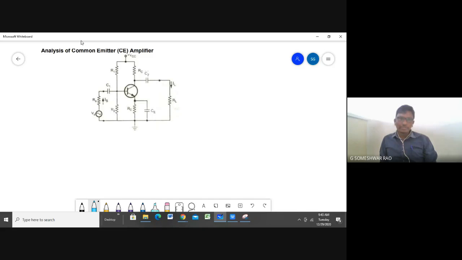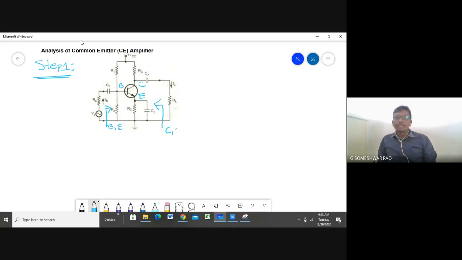So what is the first step? Step one is to draw the circuit diagram. This is the circuit diagram of the CE amplifier, where we apply the input between base and emitter. Let us say this is the base terminal, this is the collector and this is the emitter. Is my screen visible to everyone? Yes, sir. Good.